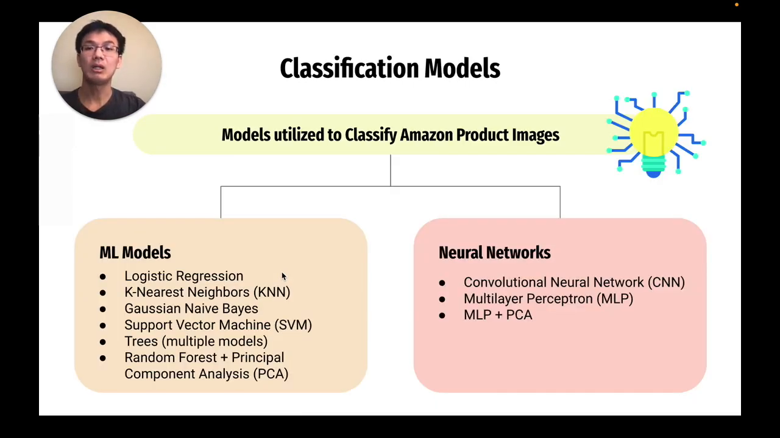We divide our classification models into 2 different sections. The first is the classical machine learning models using scikit-learn. Specifically, we have logistic regression, k-nearest neighbors, Gaussian naive Bayes, support vector machine, and trees, and PCA on top of these models as well. And on the neural network side, we choose CNN, convolutional neural network, and then the MLP, the multi-layer perceptron as well.